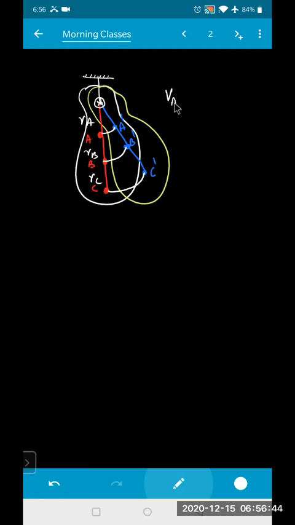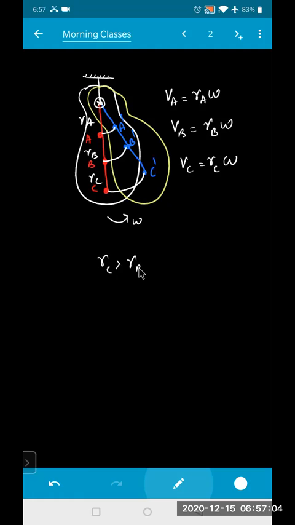So velocity of particle A is equal to V equals RA into omega, because angular velocity for both of them will be the same. Velocity of B will be equal to RB into omega. Velocity of C is equal to RC into omega. Now, whose radius is more, beta? RC is greater than RB, and RB is greater than RA.